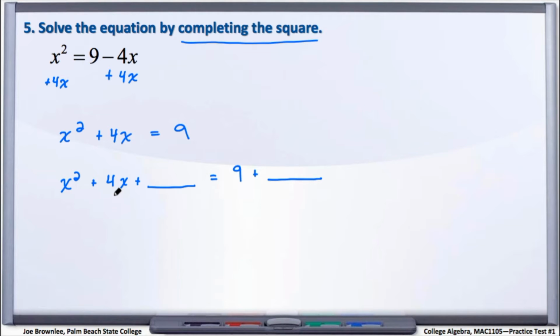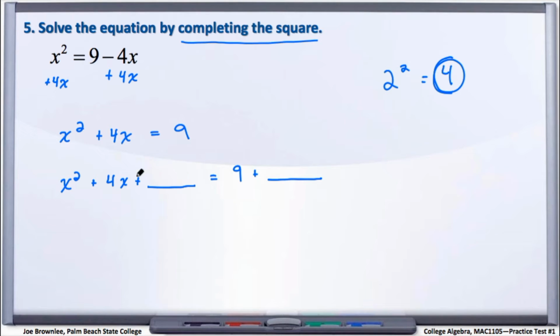Hopefully you will recall that when we complete the square, we take half of the coefficient of our x term, in this case 4. So we take half of 4, which is 2, and then square it. So 2 squared gives us 4, and we add this value to both sides of the equal sign. Remember, whatever you do to one side of an equation, you have to do to the other.